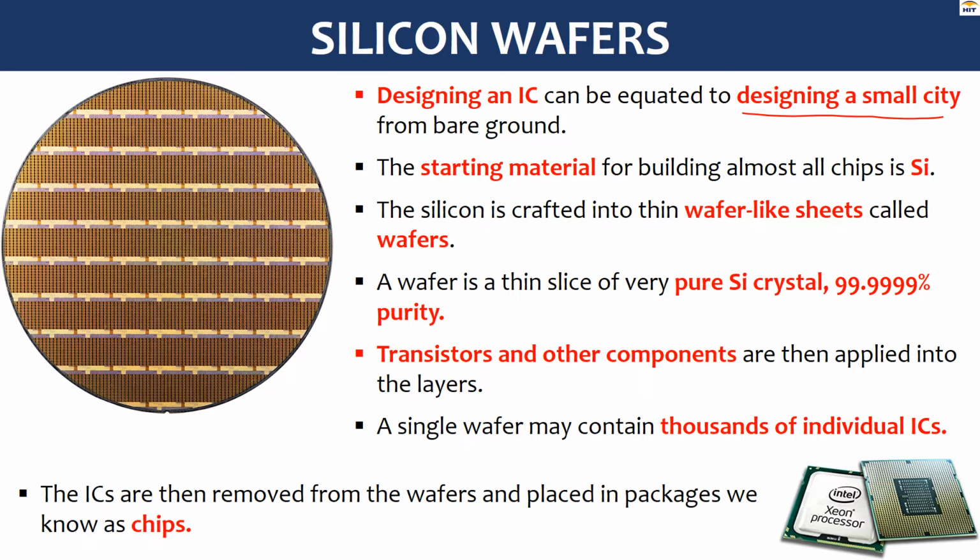This silicon is crafted into what are called wafers, which are of 99.99% purity silicon. So when you have created these wafers, you then input your components such as transistors into the layers of the silicon. A single wafer in the production of these microchips can actually contain thousands of individual ICs.